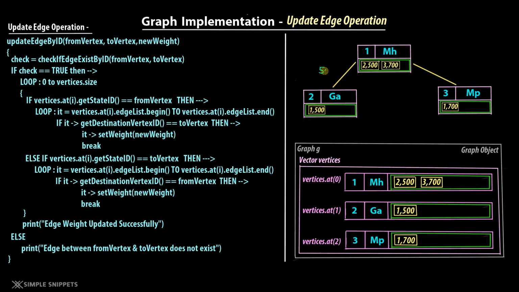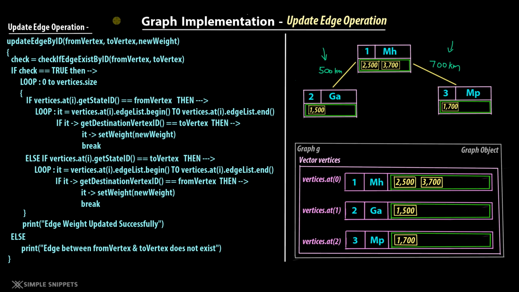The weight, which we are assuming is in kilometers, is basically, let's say, the distance between Maharashtra and Goa, which is 500. So this is the weight. And similarly, the distance between Maharashtra and MP, that is the weight, is 700 kilometers. So when you say update edge operation, you want to update this weight, okay? So let's say while adding these edges between the particular vertices, you make a mistake and you want to now change it. Let's say you made a mistake and now you want to change this 700 to 800. How do you do that?